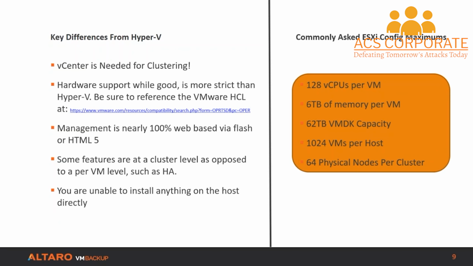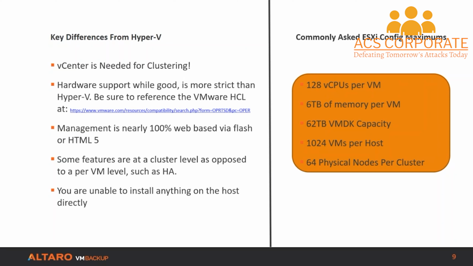And then finally, we've got the commonly asked for config maximums. I usually try not to talk about these during these talks because it always turns into this, well, Hyper-V can do this many more vCPUs, or VMware can do this much memory, and it always turns into this boxing match. But the reality is that the maximums for both platforms are so insanely high that most of us are never going to be supporting hardware of that size.